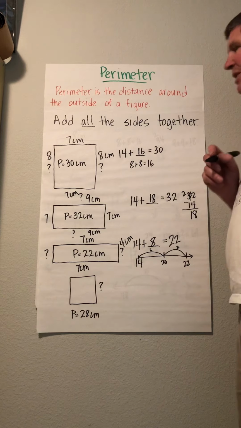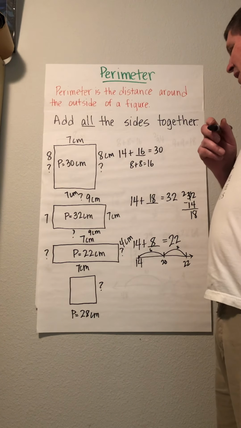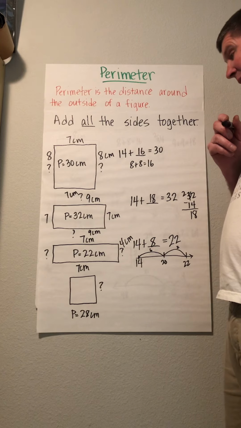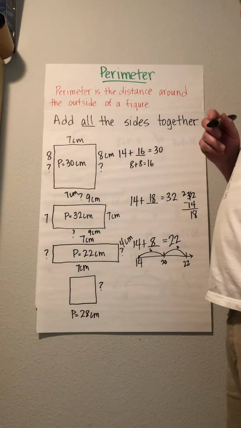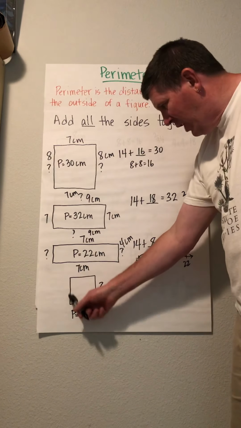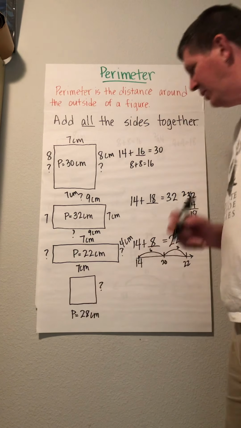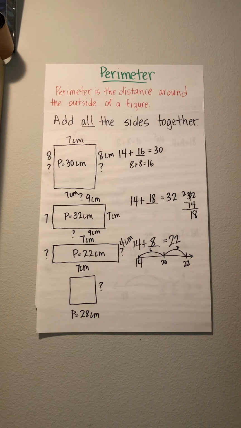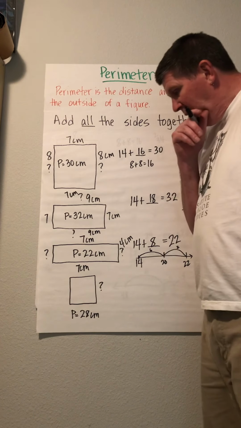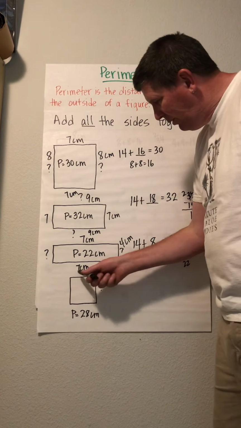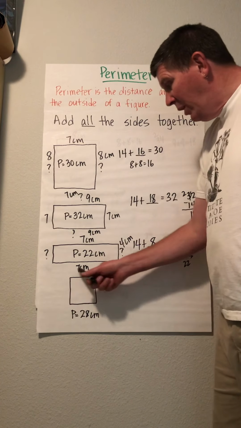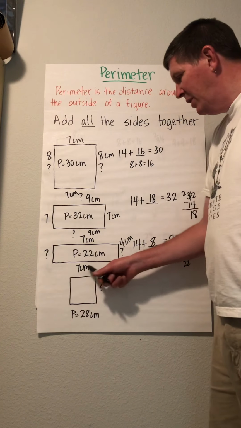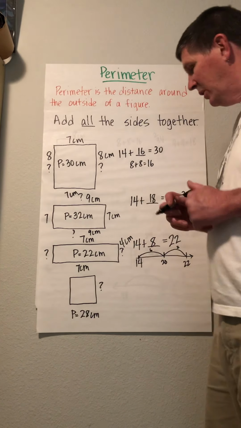Okay, last problem. Now, this one, I kind of did this one in the hopes that it might confuse you a little bit, because I like that. Now, look at this shape. What does this shape look like? It looks like a square. Now, what do you remember about squares? Hopefully you remembered that all 4 sides are equal. So, we don't know how long any of the sides are, but we do know that they are all equal.